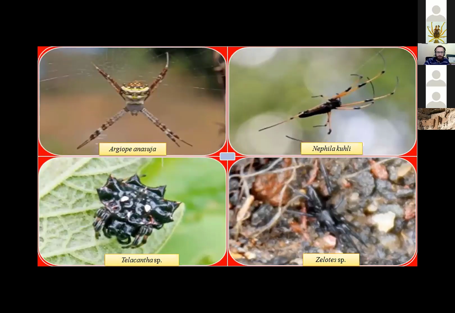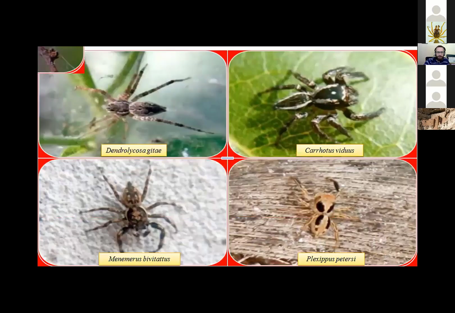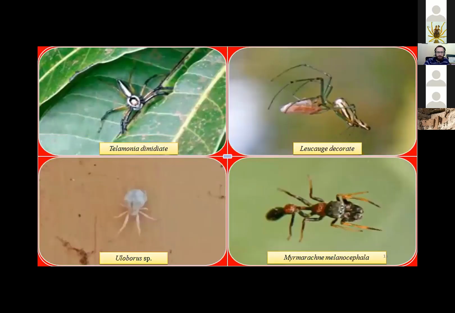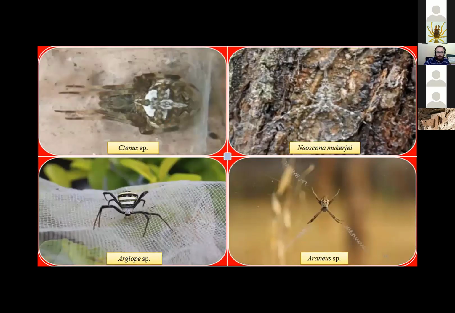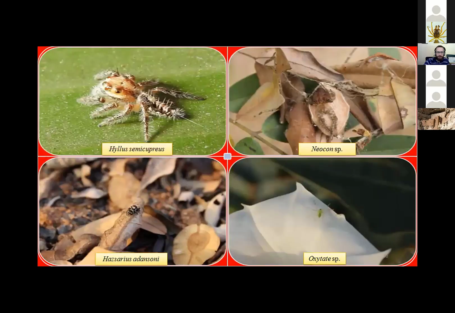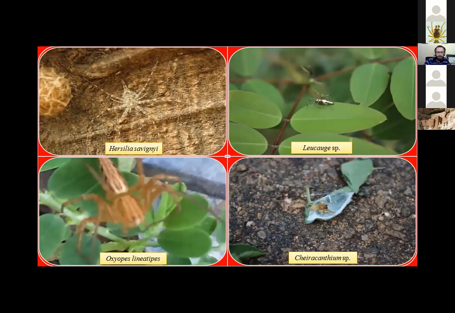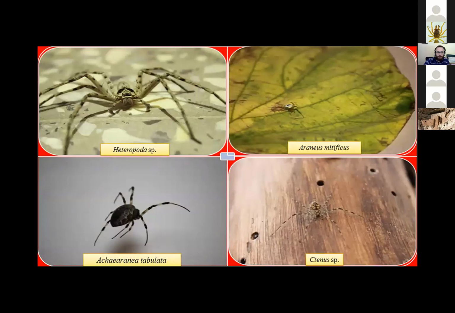I selected these kinds of species: Archaeopanasuja, Nepalia coli, Tenagantha species, Gelata species, Posa agrinites, Archaeopus brahminicus, Archaeopus jamanans, Archaeopus feta, Dendroidan gitae, Carotus vidas, Monomerus pivitatus, Pelaxipus petaci, Telemonia diametatia, Holoporus species, Mymarasham melanoch parva, Bezoar species, Optima atlanta, Iposa, Bezorina, Neoscon species, Citana species, Neoscona mogaji, Arana species, Gastrogantha gaminata, Leucus decorate, Oxyad virunas, Asaria sarosoni, Oxyot species, Ercelia swagna, Leucate species, Archiopus linitipus, Telecote species, Thomisus species, Tostidia species, and Archaeopulsella. These species were observed in the agricultural areas.